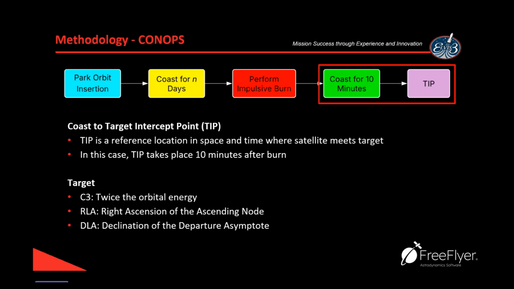And the targets themselves, since we're trying to model a mission to Mars, we're going to use hyperbolic targets. So that's made up of C3, RLA, and DLA. C3 you can think of as just speed, and then RLA and DLA are the direction that you're headed towards in space. It's kind of abstract to understand without a visual.